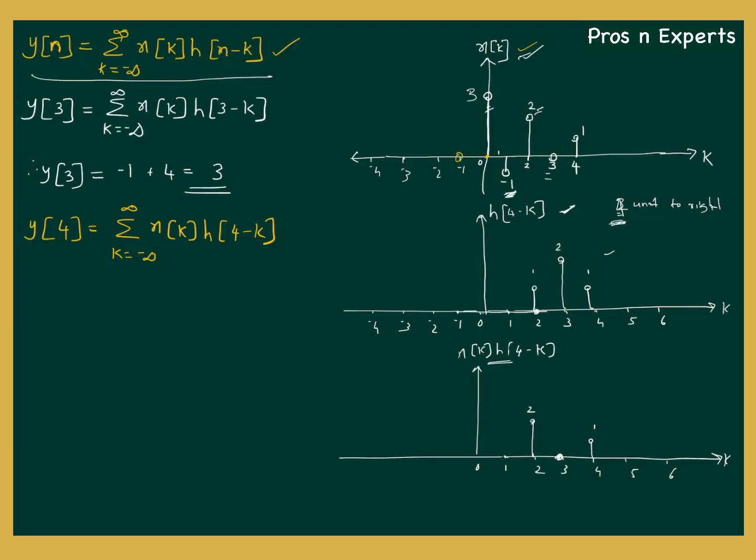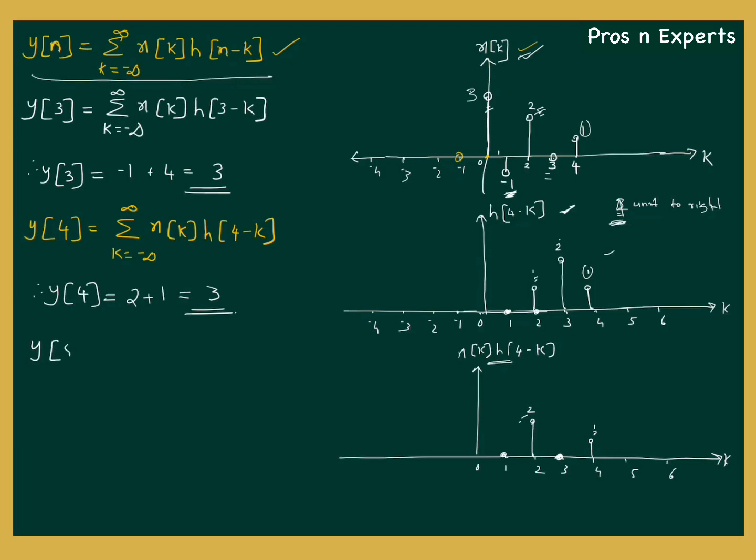Minus 1 amplitude into 0 will give you a 0 at k equal to 1. Then 2 into 1 will give you 2. Then 0 into 2 will give you 0 at k equal to 3. And finally, at k equal to 4, 1 is multiplied by 1 to give you 1 itself. So y of 4 is the summation of these samples. That is 2 plus 1, which will give you 3. So y of 4 is also 3.